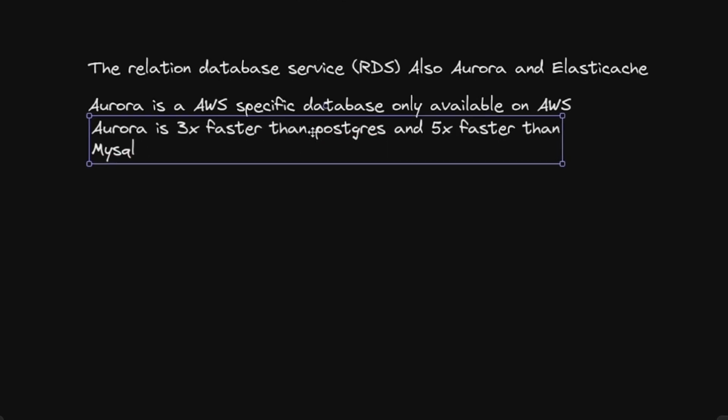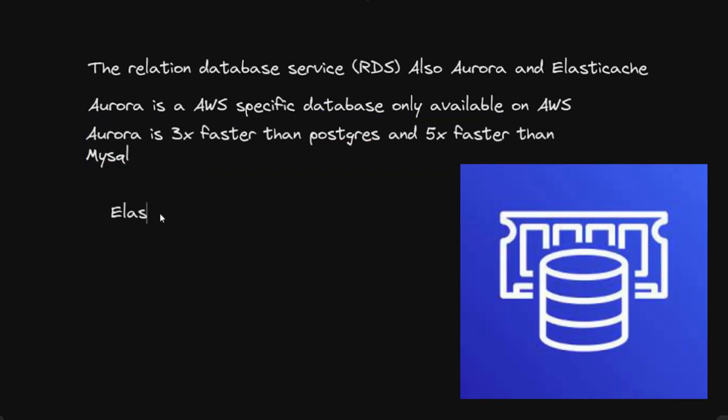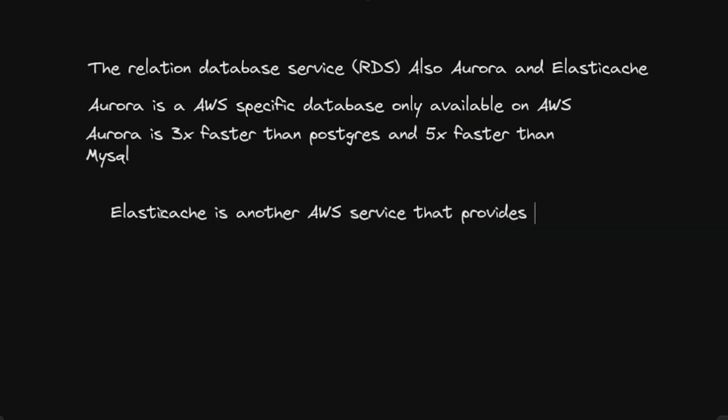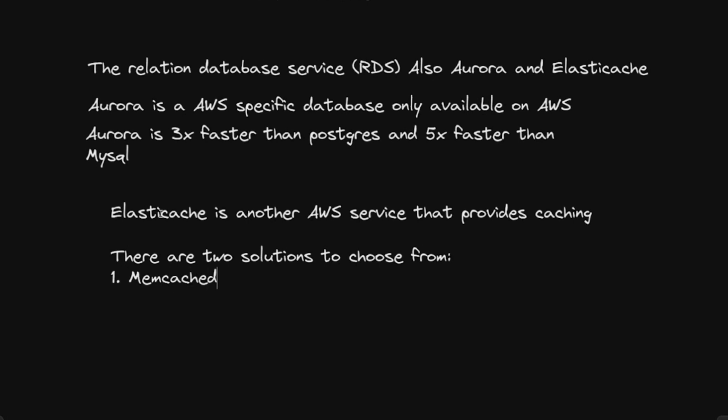Elasticache is a web service that makes it easy to deploy and run an in-memory cache in the cloud. Elasticache is designed to improve the performance of web applications by storing frequently accessed data in memory, which reduces the need for database queries. Elasticache supports two open source in-memory caching engines, Redis and Memcached.